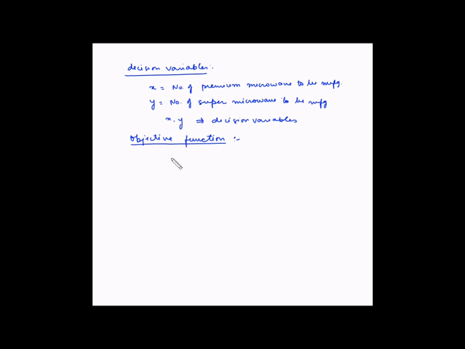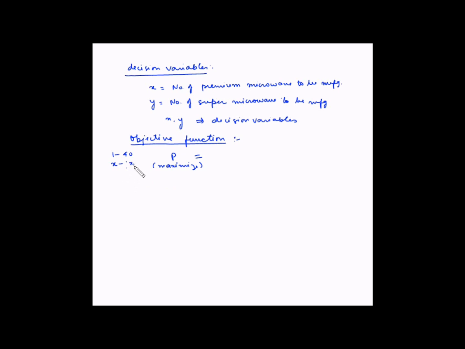The objective here is to maximize the profit. So let's say P is the profit and we need to maximize the profit. Now we have been given that each unit or each piece of the premium microwave gives a profit of $40. So one unit gives a profit of $40, and we already assumed X as the number of premium microwaves that we are going to manufacture. So X is how much?